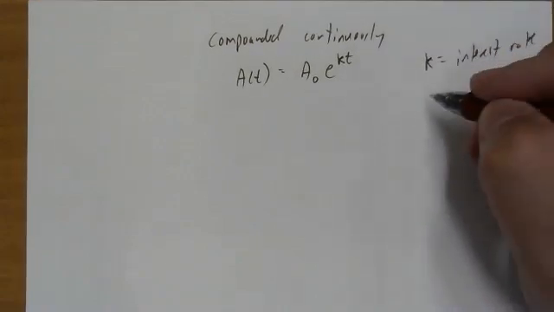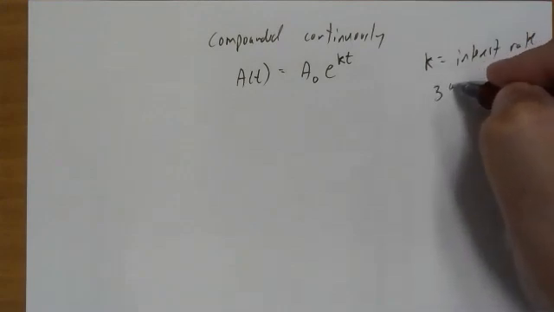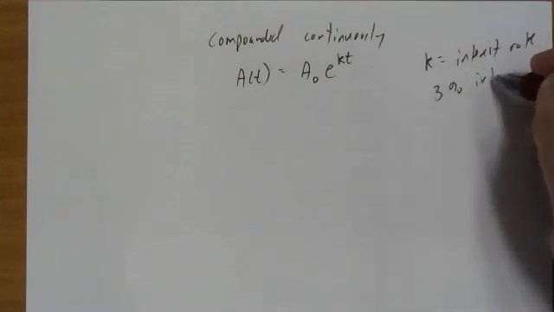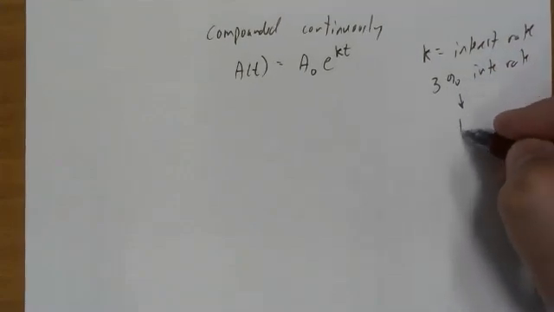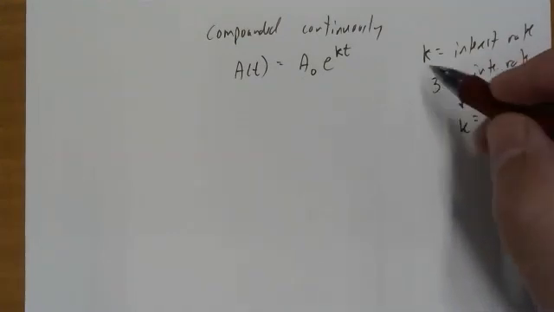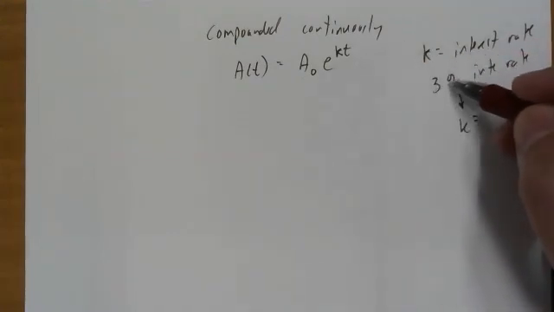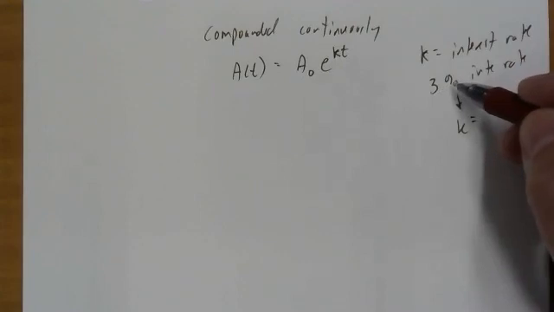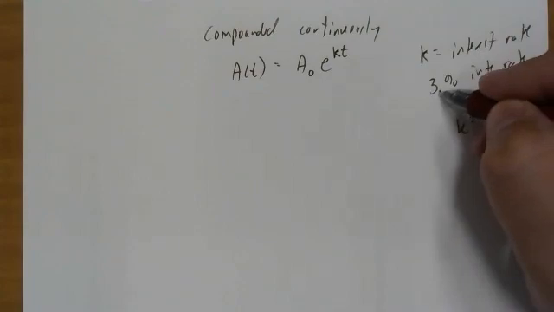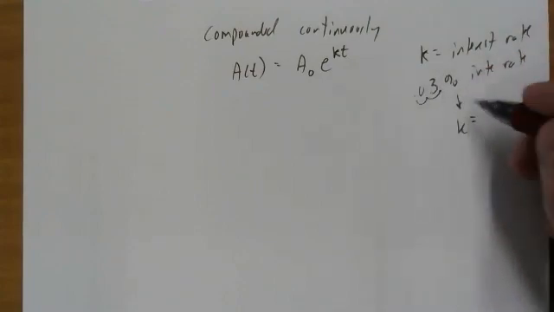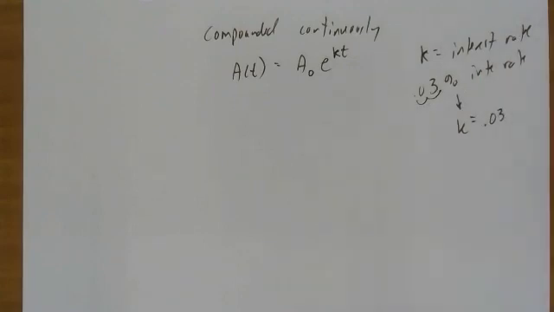But be clear, if they say 3% interest rate for the problem, you do not plug a 3 in for k, you turn this into a decimal. Hopefully you remember how to turn percents into decimals. You always have to move it to the left. 3% as a decimal is 0.03. So you would stick in 0.03 for k.